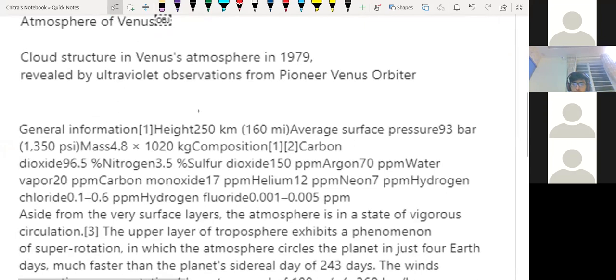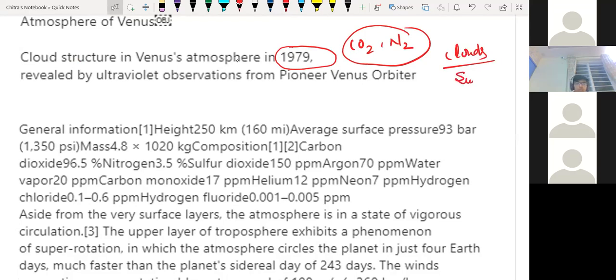The cloud structure in the Venus atmosphere has been identified with the help of some rays which were emerging from Venus. On that basis, with the help of those radiations and with the help of radar, it became clear in 1979 that Venus has an atmosphere where carbon dioxide and nitrogen gas are present mostly. And in its atmosphere, there is a cloud of sulfuric acid.